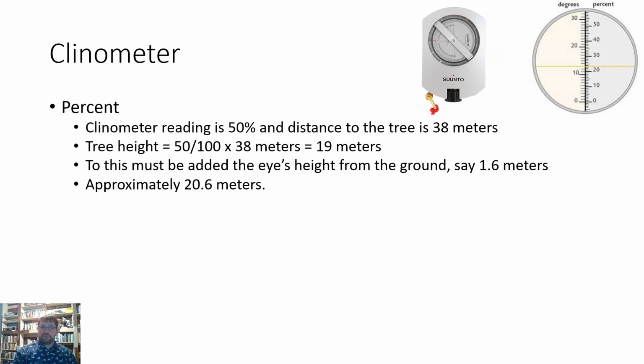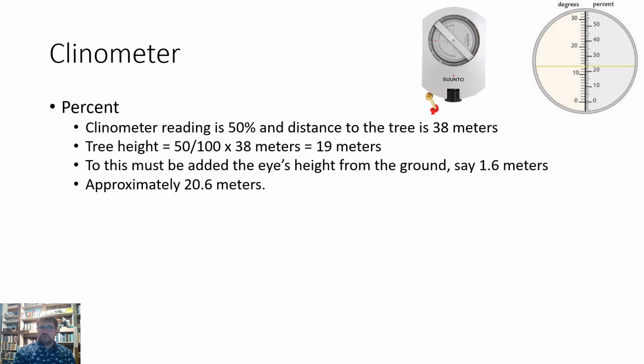Okay, so if I say the clinometer reading is 50%, the distance to the tree that you walked away from the trunk of the tree is 38 meters. All you need to do is take 50 divided by 100 times 38, and that gives you 19 meters.